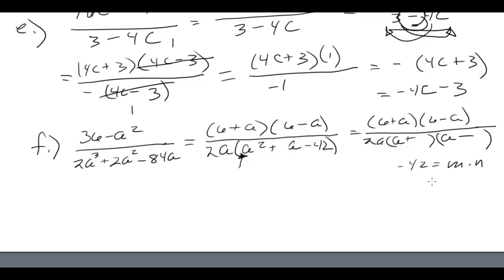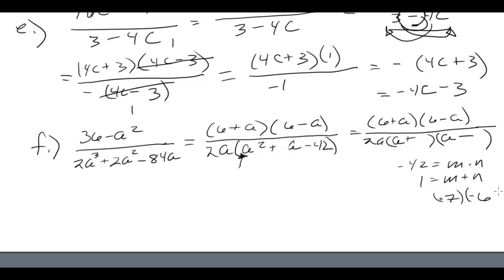So what two factors multiply to minus 42, and when I add them, equal 1? So m plus n is going to be 1. Well, I'm going to guess there's a 6, and 6 goes into 42 7 times. So I'm going to guess that the two factors are 7 and 6. And one of them has to be negative. But when I add them, they have to be positive. So the one with the bigger value is going to be positive.